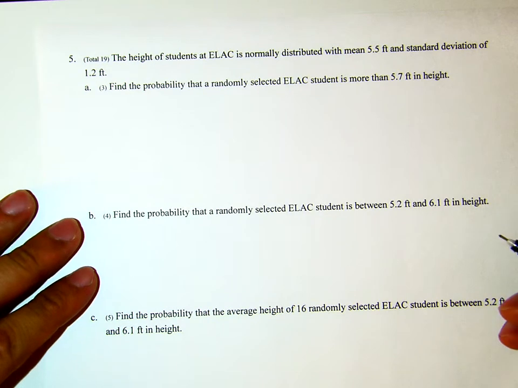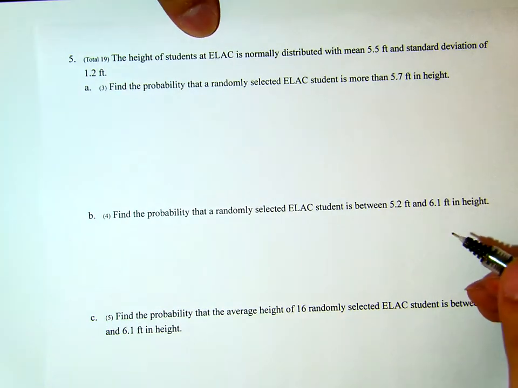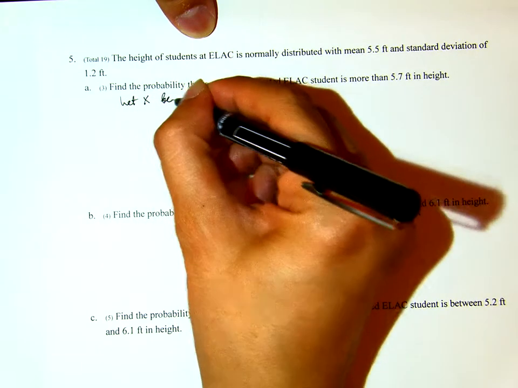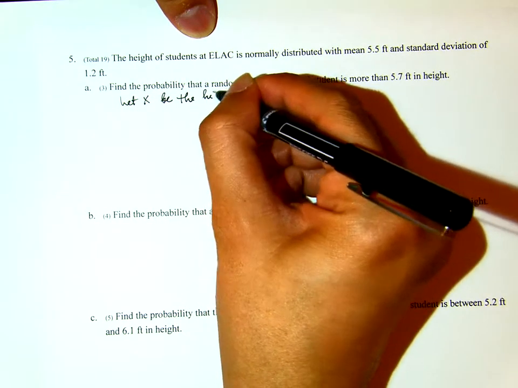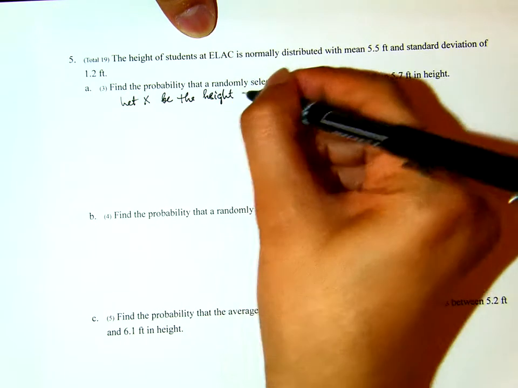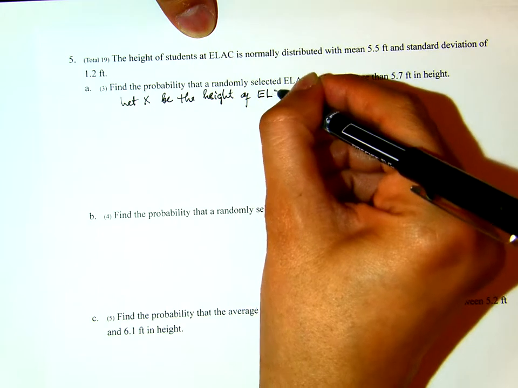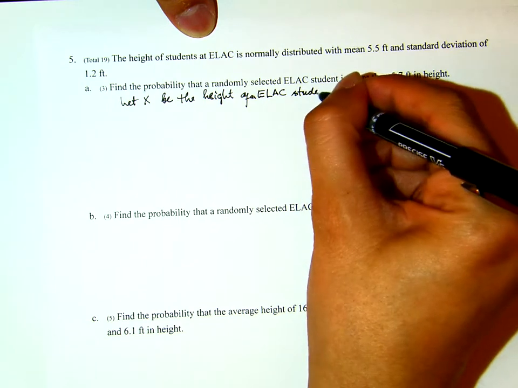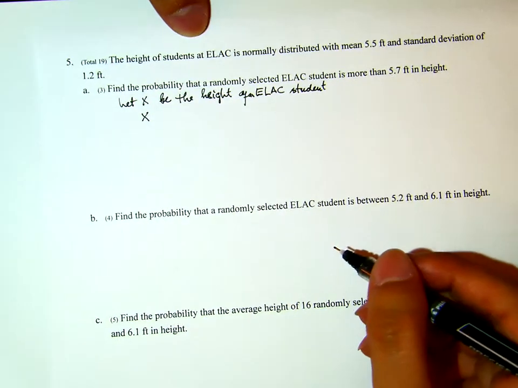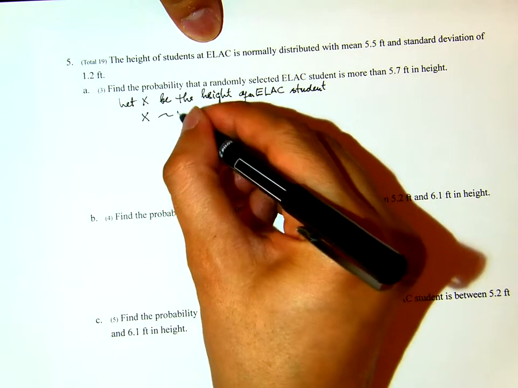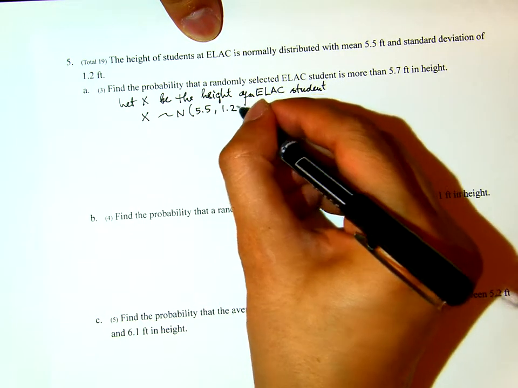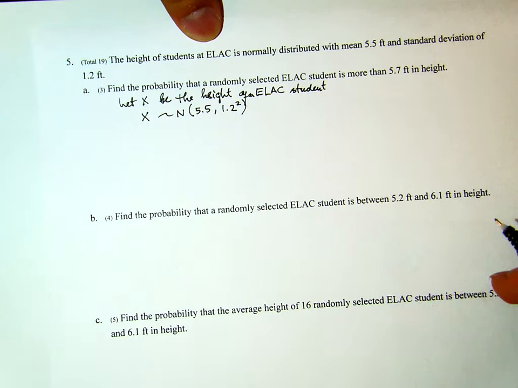The height of students at ELAC is normally distributed with mean 5.5 feet and standard deviation of 1.2 feet. Let X be the height of an ELAC student. From the information given, X is normally distributed with mean 5.5 feet and standard deviation 1.2. I'll put a square there because that's the position for a variance.